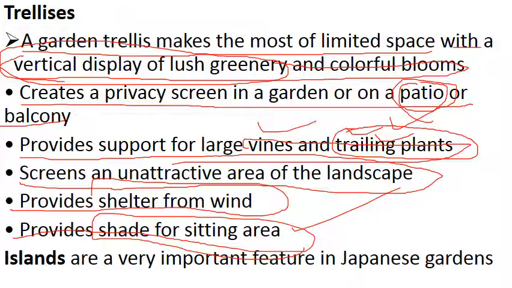Then comes the island. Islands are a very important feature in Japanese gardens. In a Japanese garden you can see islands. An island is nothing but a small water body surrounded by land features.